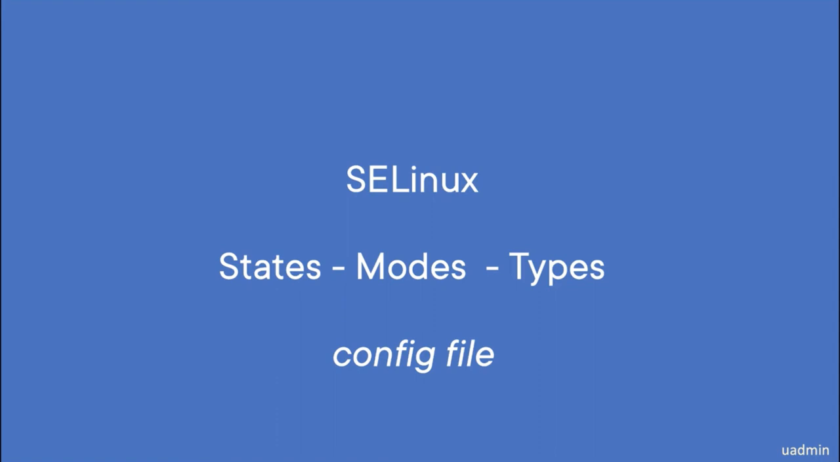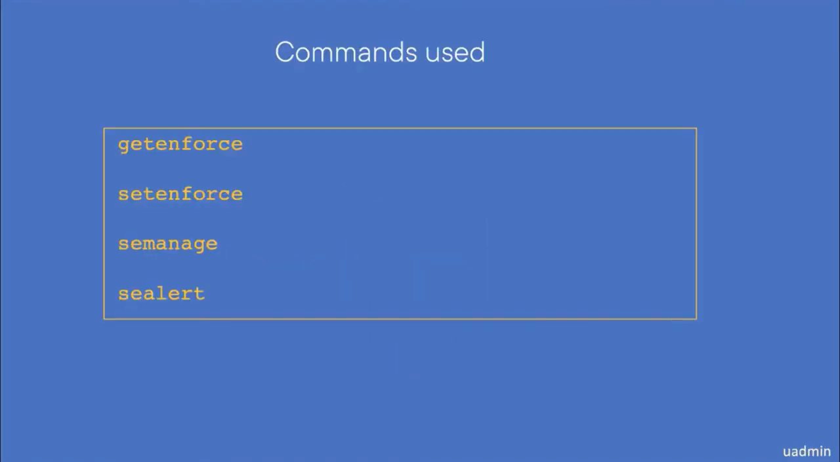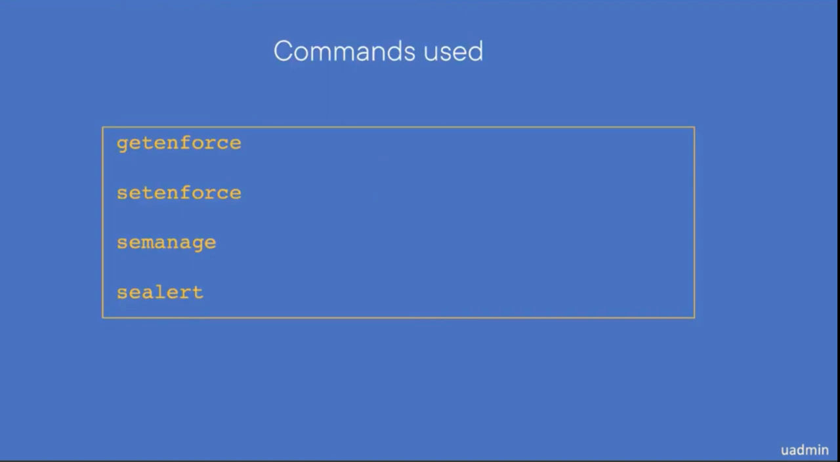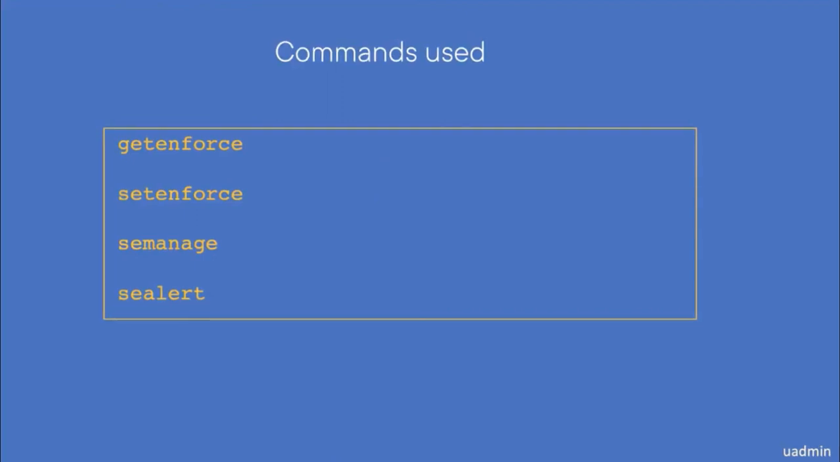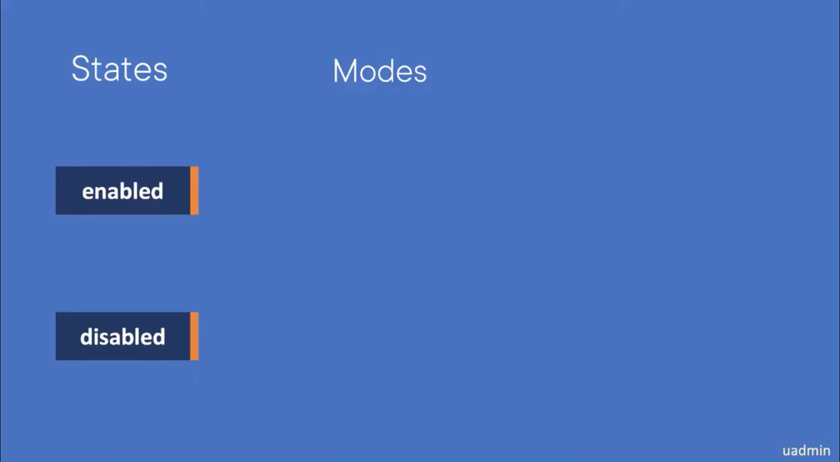In this section we'll check SELinux states, modes and types and see the importance of the config file. And we'll use some commands to demonstrate things. Now when SELinux is present on your system, it can be in one of two states, enabled or disabled.